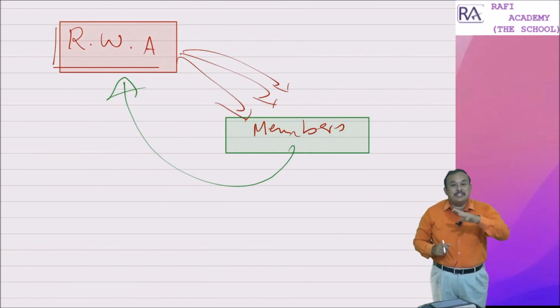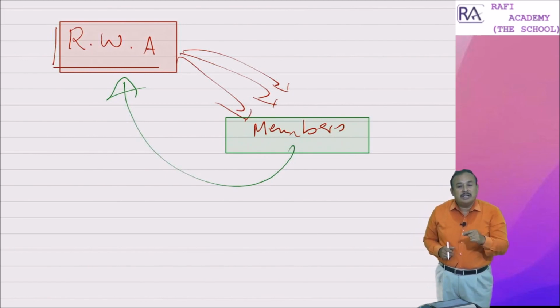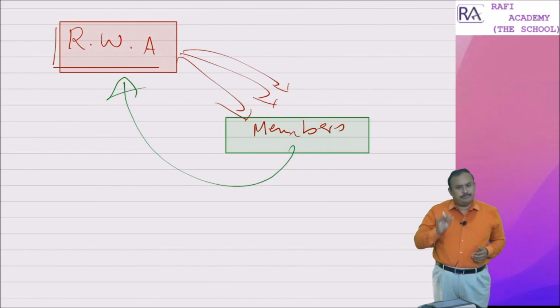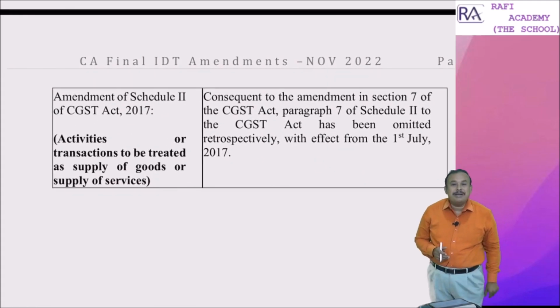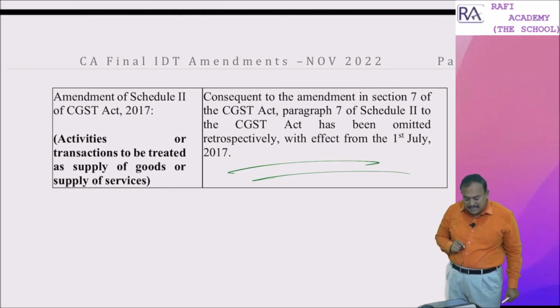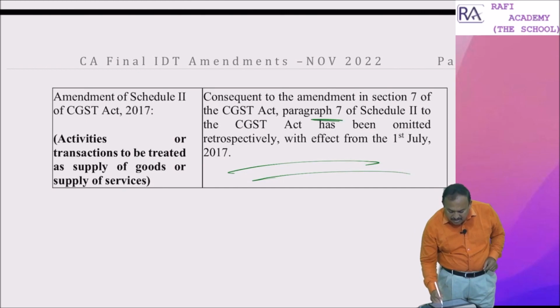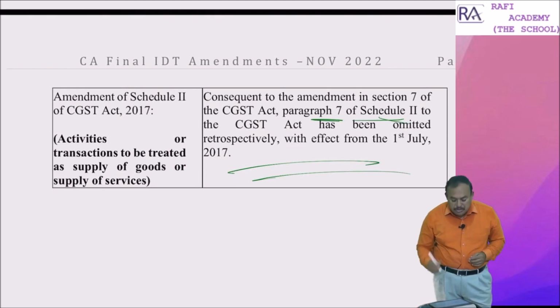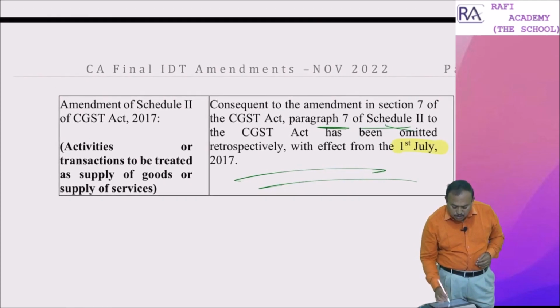schedule 2 point number 7, which says that a person other than individual providing goods to its members is treated as supply of goods under schedule 2 point number 7, which is now not warranted, resulting in that particular provision being omitted, stating that paragraph 7 of schedule 2 to the GST Act has been omitted retrospectively with effect from 1st July 2017.